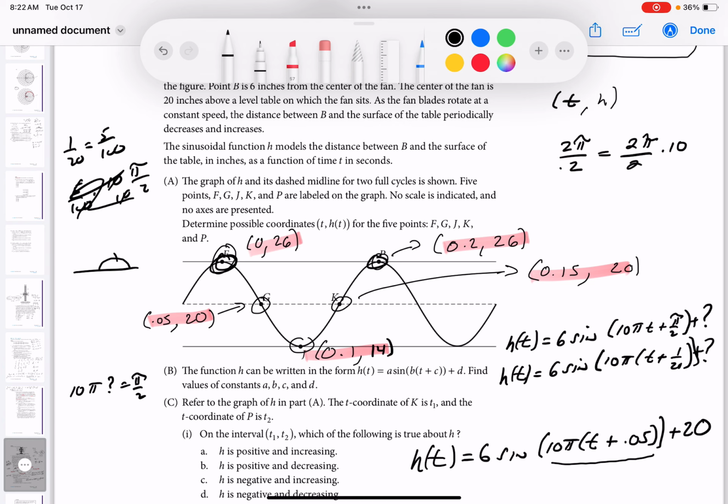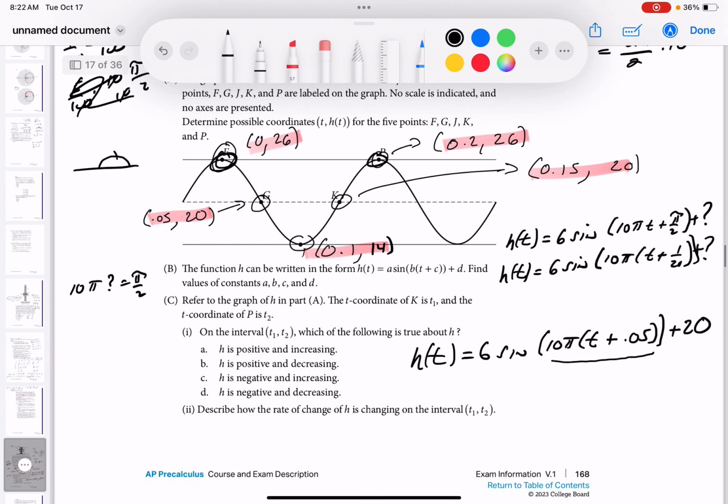So I think I got that part done, all right? I got the h of t down. So I write that over here. And so far, everything is done by hand, by the way. Everything. So let's see, write the function down. I did that. Now it says refer to the graph H in part A.